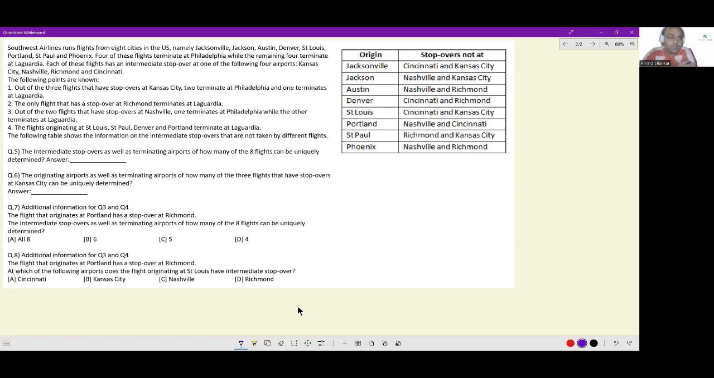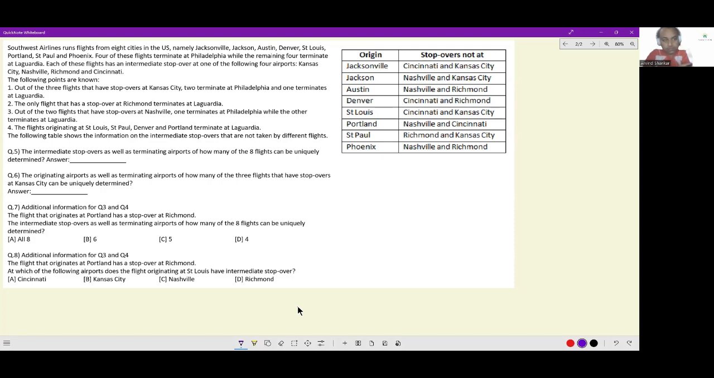Let's look at this question. Southwest Airlines runs flights from 8 cities in the US, namely Jacksonville, Jackson, Austin, Denver, St. Louis, Portland, St. Paul, and Phoenix. 4 of these flights terminate at Philadelphia, while the remaining 4 terminate at LaGuardia. Each of these flights has an intermediate stopover at one of the 4 airports: Kansas City, Nashville, Richmond, and Cincinnati.